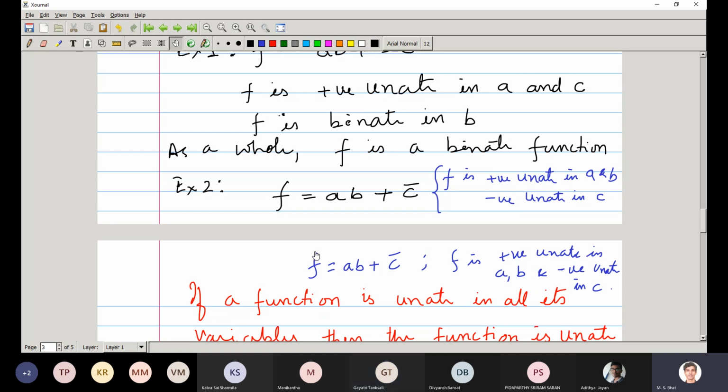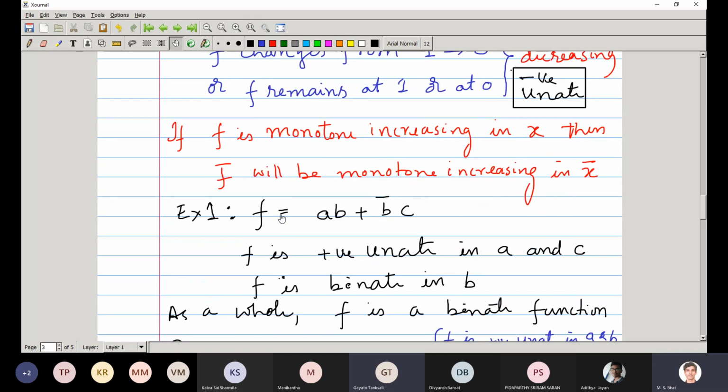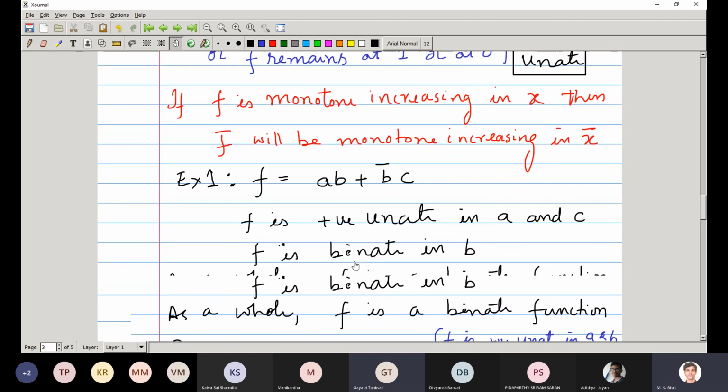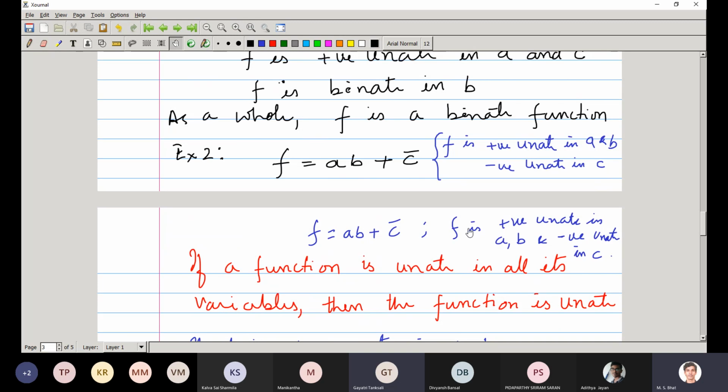Then what happens? f changes from 0 to 1. So then it's positive unate. F is positive unate in a and b. That is what I mean by this. F is positive unate in a and b. Okay, yes, sir, I got it.